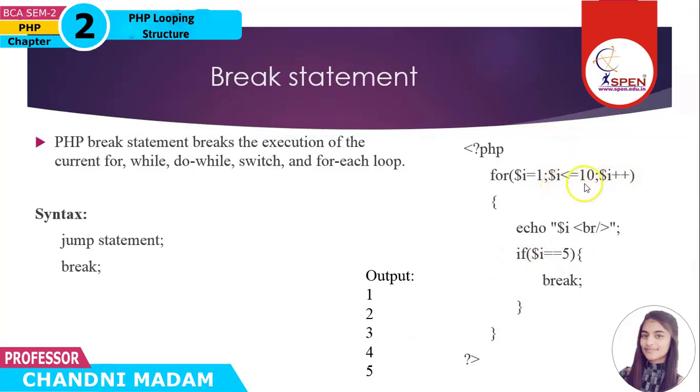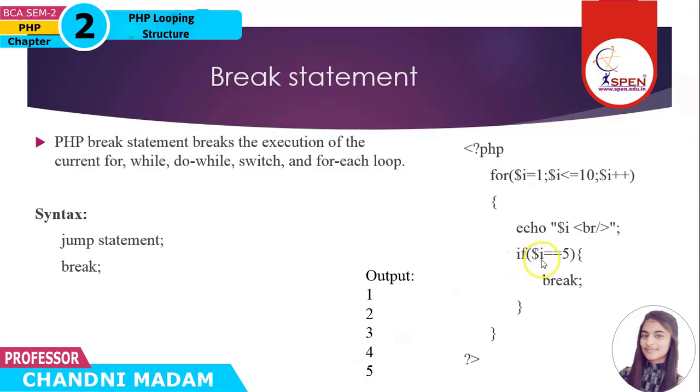So 4 is less than or equal to 10, the condition is true. So it prints the value 4. Again check 4 equal to 5. The condition is false, so it skips. Again 4 plus 1 means 5. 5 is less than or equal to 10, the condition is true. Again it goes into the loop. Here we print the value of $I. So the $I value is 5.